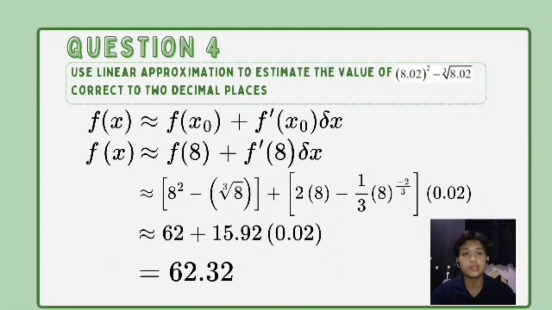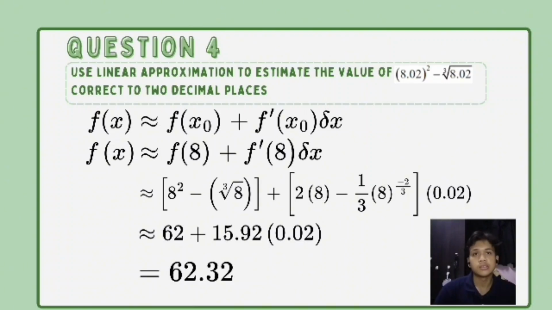So after we have all the things that we need to insert into the formula, we're going to insert them. So the formula again is f(x) approximately equal to f(x naught) plus f prime(x naught) multiplied by delta x. So we already know the value of delta x is 0.02 and the value of x naught is 8. So for f(x naught), we get 8 squared minus cube root of 8, while for f prime(x naught), we get 2 times 8 minus 1 over 3 times 8 to the power of negative 2 over 3. Then the f prime(x naught), we need to multiply it by delta x, that is 0.02.